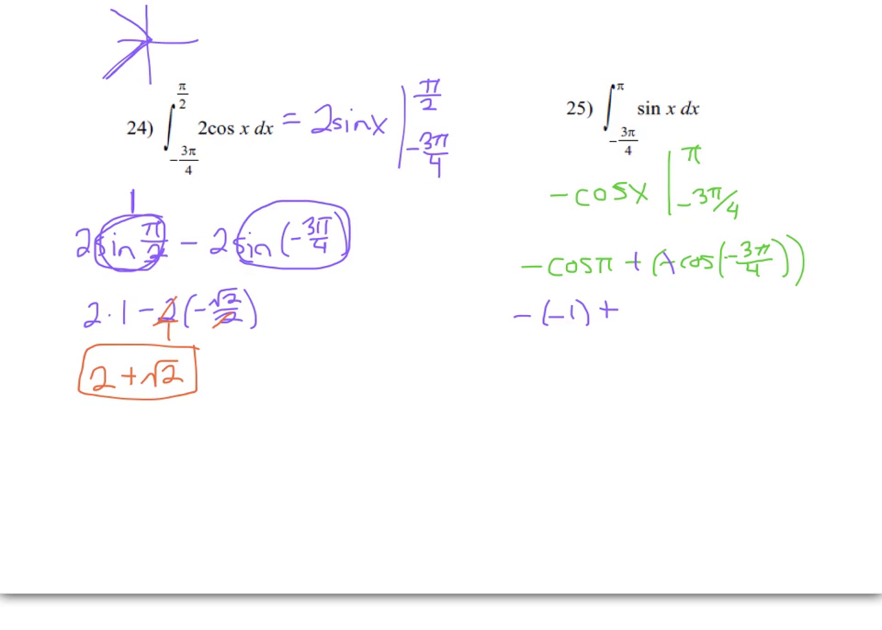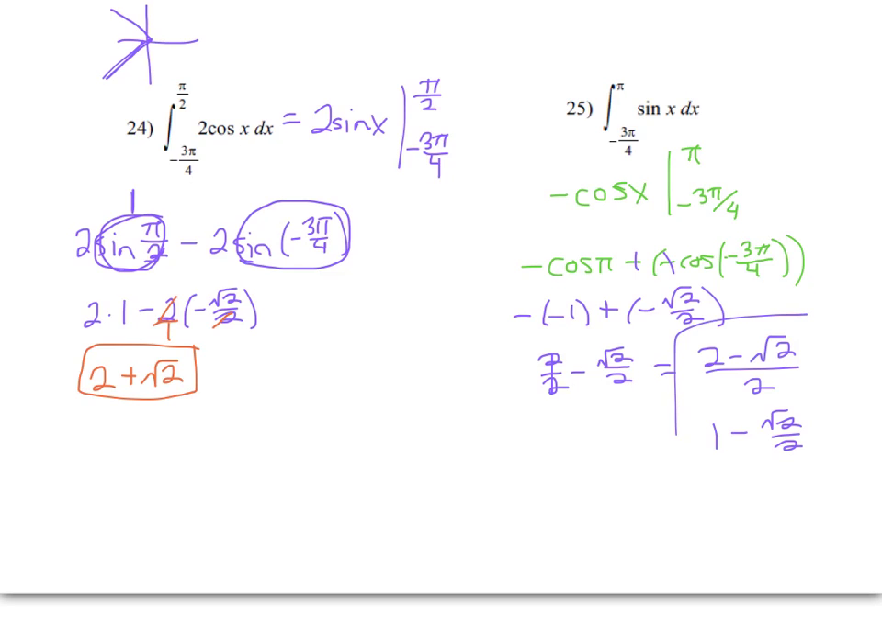Cosine of -3 pi over 4, we just looked at -3 pi over 4 on 24. The x value there is also negative square root of 2 over 2. So a negative 1 is a positive 1, minus square root of 2 over 2. If you want to, you can get a common denominator here and add these together and get 2 minus the square root of 2 over 2. Or if you left it as 1 minus square root of 2 over 2, that's cool too, because those are both fine answers.